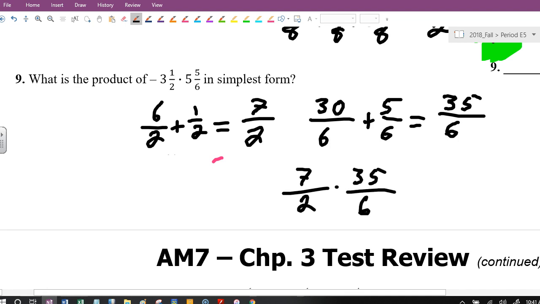Okay, is there anything we can reduce there? No. I don't see anything. Okay. And so that equals 245/12. And then when simplified, 20 and 5/12. Mhm.